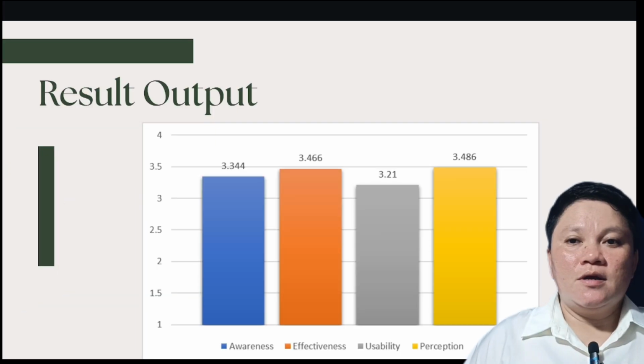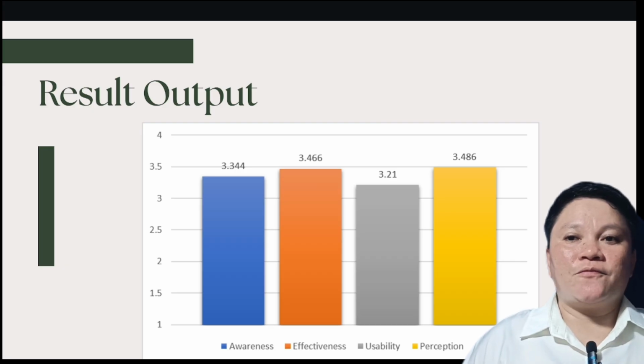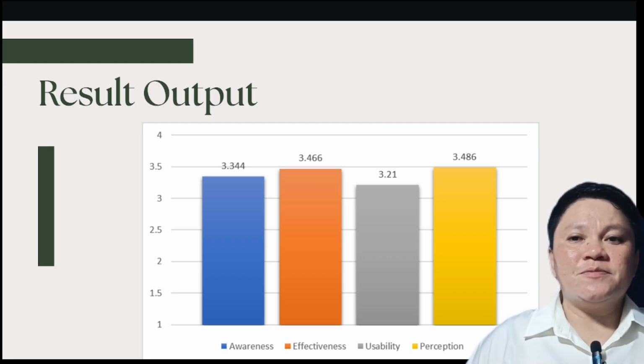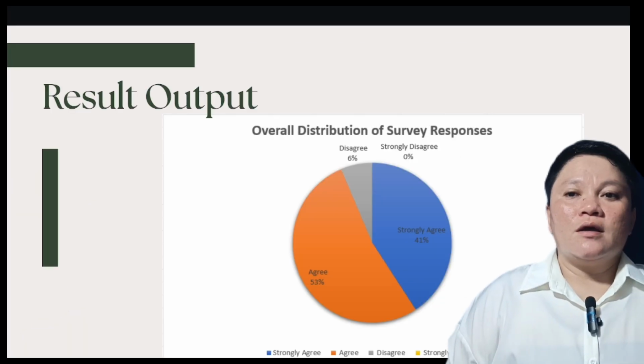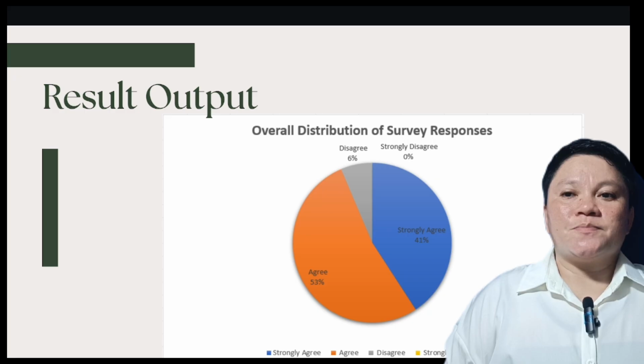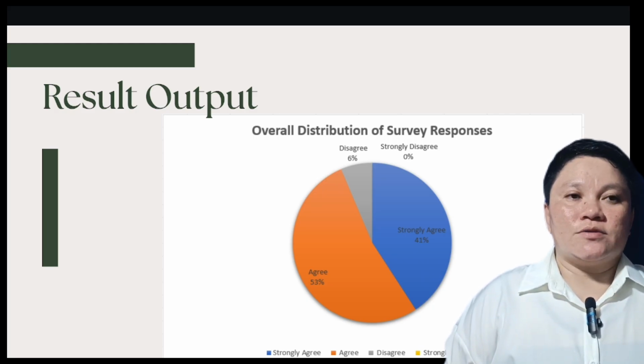For perception, the grand mean was 3.48, which was the highest among the four domains. This means that the students have a very positive view of two-factor authentication. They are willing to continue using it and recommend it to other students. Overall, the results show that most respondents answered agree or strongly agree. This means that students generally support the use of two-factor authentication in protecting online accounts.